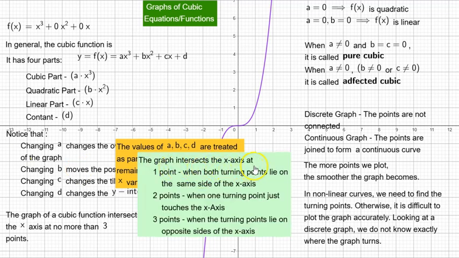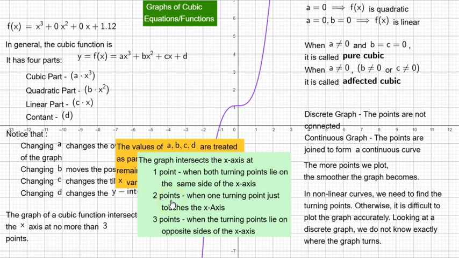The graph intersects the x-axis at, remember I said, the graph of a cubic function intersects the x-axis at no more than 3 points. So the graph intersects the x-axis at one point when both the turning points lie on the same side of the x-axis. Same side of the x-axis means what? Our y-intercept is above. So let's take the y-intercept above. So now it is intersecting the x-axis at only one point.